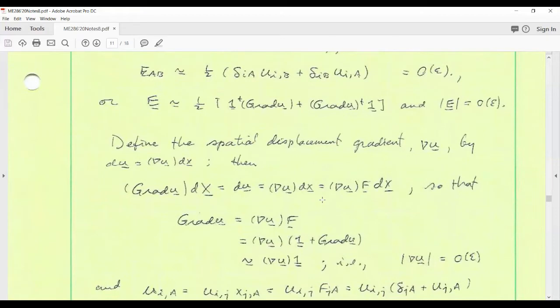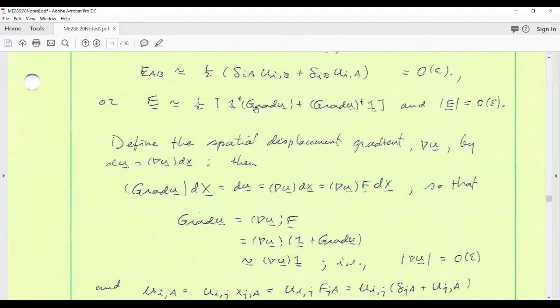Okay, that's the referential displacement gradient. In other words, grad U maps d capital X onto du. We could also define a spatial displacement gradient. I'll use this notation to be such that it maps d small x onto du.